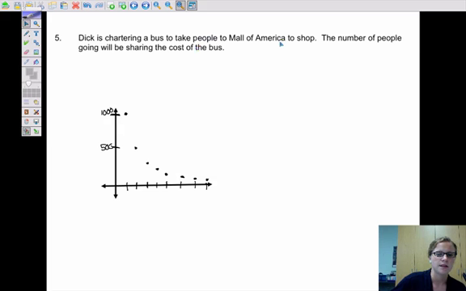If we are all taking a bus to the Mall of America, let's say the bus costs $1,000. If one person goes, it costs $1,000. Two people go, it costs $500 each. Three people go, it's going to cost $333.33 each. Four people go, it's going to cost $250 each. Five people go, it's going to cost $200 each, and so on.